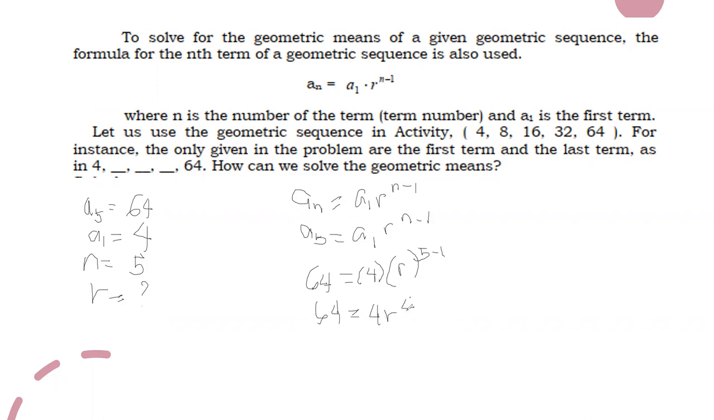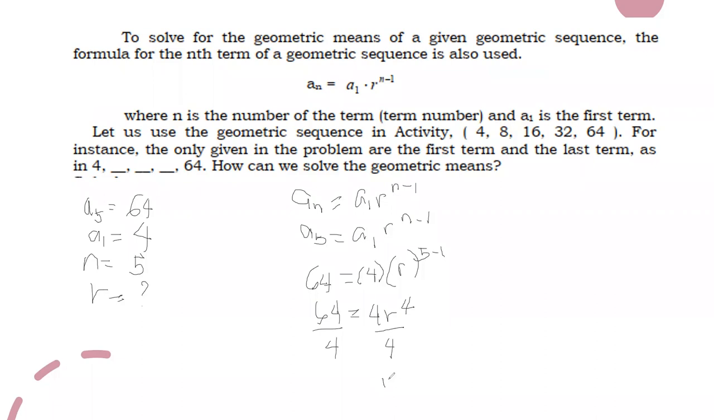Okay. Bakit po tinanggal ko na yung parenthesis? Kasi pwede ko na siyang i-multiply nang walang parenthesis, kasi isang letter at isang number naman. So, ang magiging answer natin is 64 equals 4 R raised to 4. We are looking for the value of R. So, kailangan muna nating matanggal yung number sa unahan ng R, which is 4. So we divide both sides by 4.